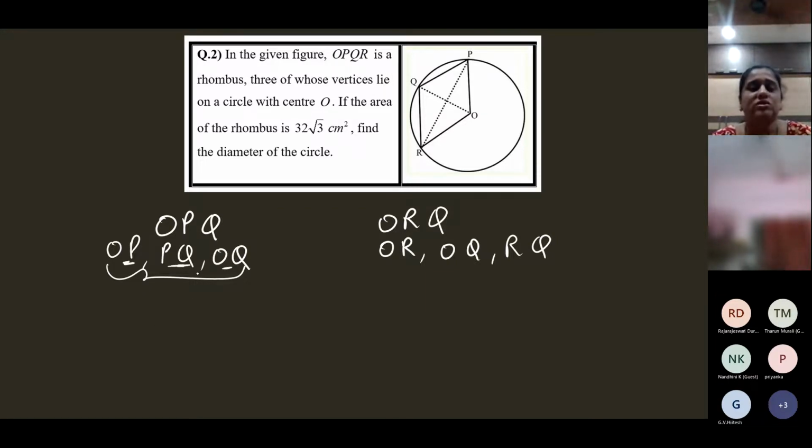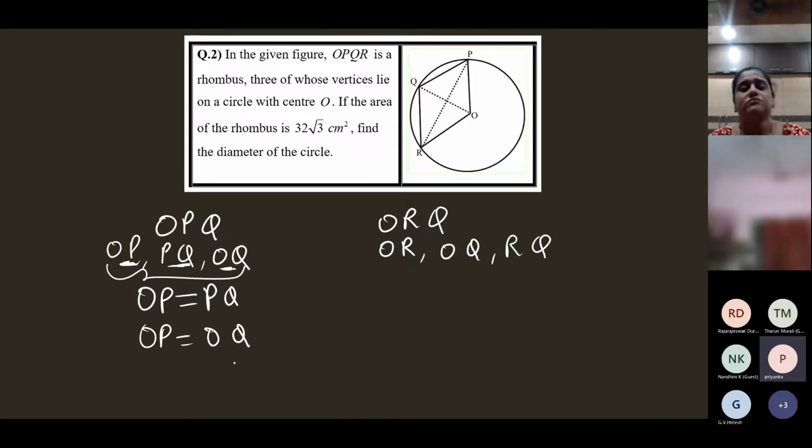What is PQ? Side of the rhombus. What is OQ? Radius of the circle. What is OP? It is the side of the rhombus as well as the radius. I'm taking OP. I'm writing OP 2 times, and I'm going to say that OP is equal to PQ, that is, OP is equal to the remaining two sides. OP is equal to PQ and OP is also equal to OQ. Do you understand what I'm writing?